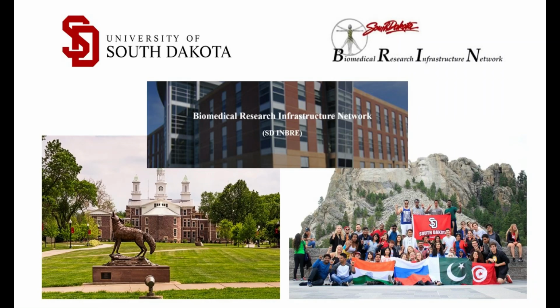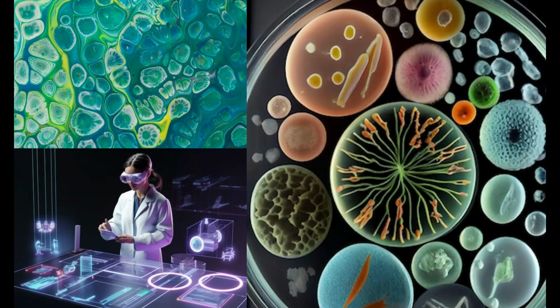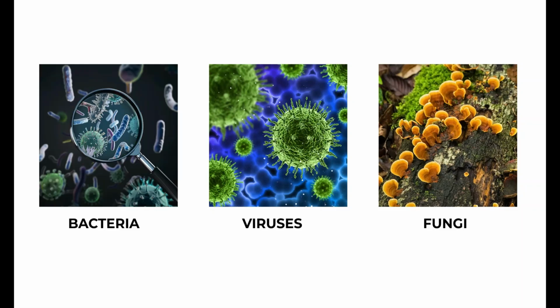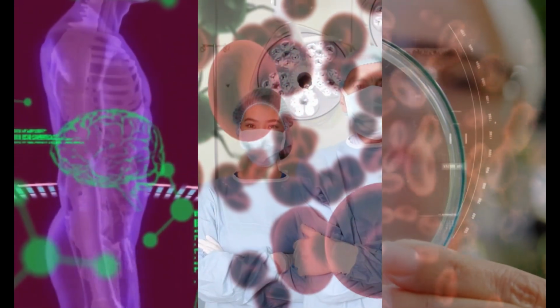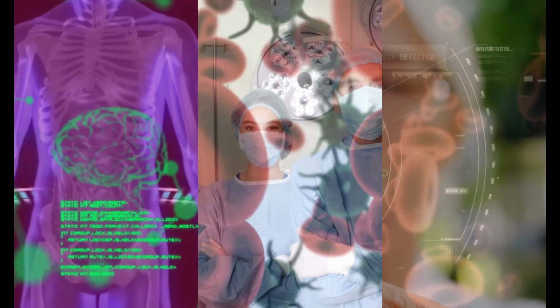But before I do that, let us first of all understand what metagenomic analysis of biofilm microbiomes is all about. This involves studying the genetic material of microbial communities within biofilms. Biofilms are complex structures formed by microorganisms like bacteria, viruses, and fungi that stick to surfaces. This analysis is crucial because it helps us understand the composition, diversity, and functions of these microbial communities, which play significant roles in health, disease, and various environmental processes.